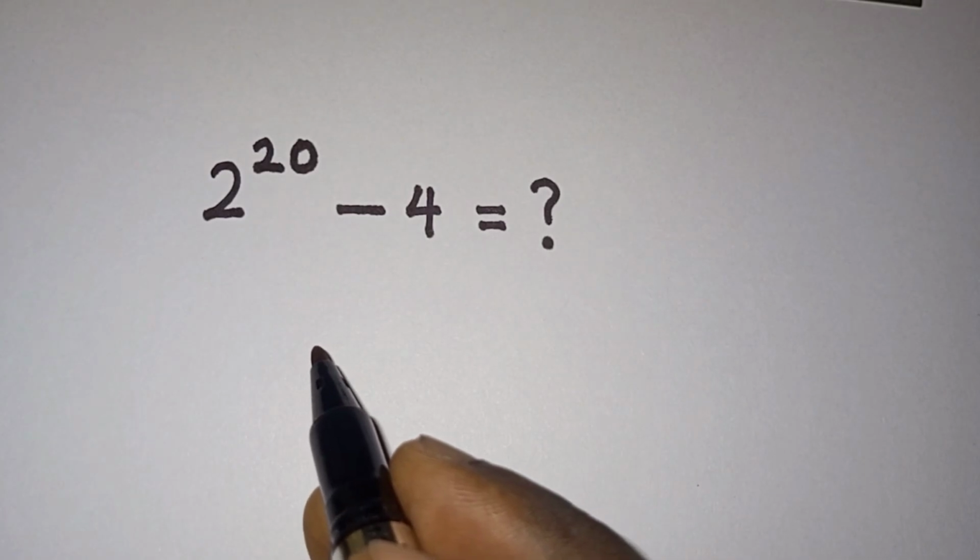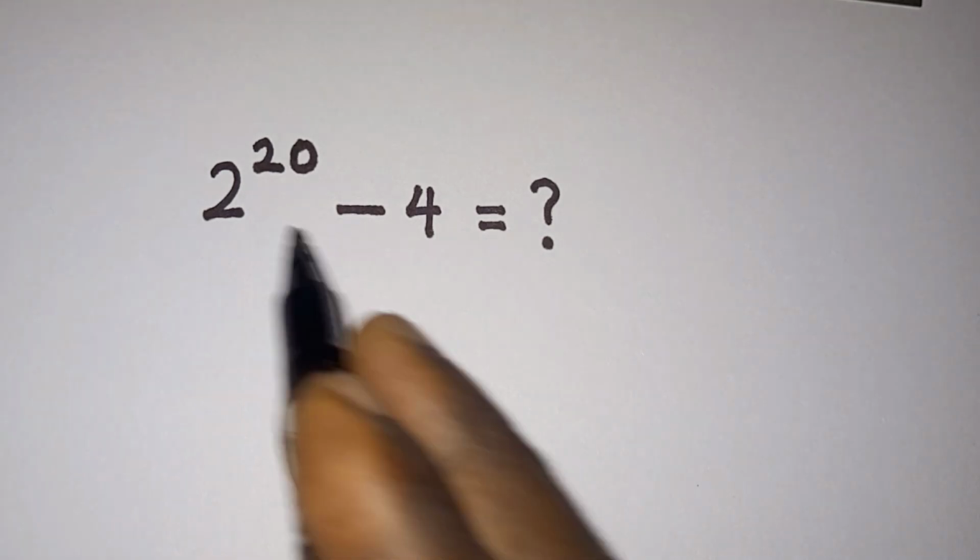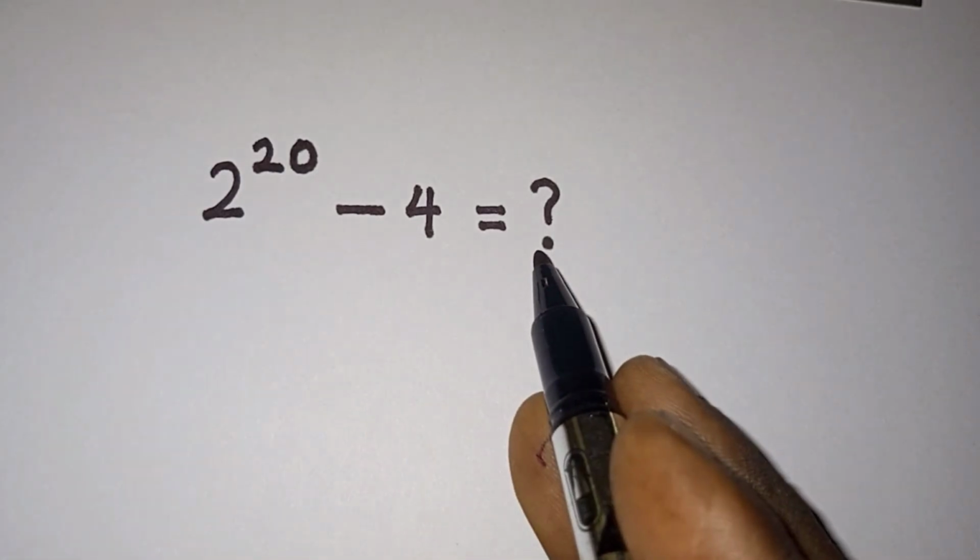Hello everyone, in this video we are given this basic math Olympiad question. 2 to the power 20 minus 4 is equal to what?